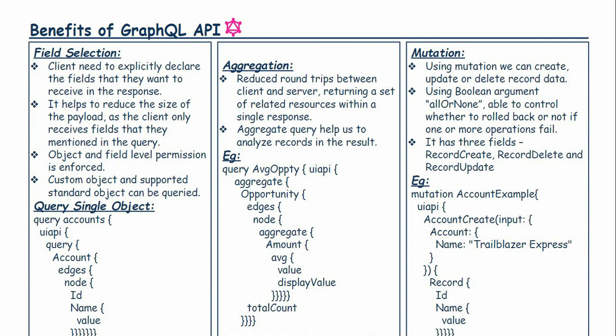Another is that GraphQL defines a schema that describes the type of data available, their relationships and operations. The schema is introspective, allowing developers to understand the API structure very easily. Another benefit is efficient data loading. The client can retrieve nested data in a single query, eliminating the need for multiple round trips to fetch related data. So those are key benefits of using GraphQL API.